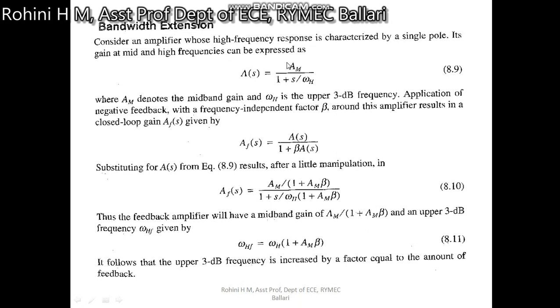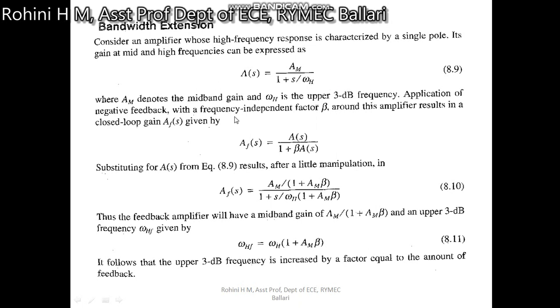By using the mid band frequency, this high frequency term is expressed as A of S is equal to AM divided by 1 plus S divided by omega h. This is the basic expression for a single pole model. Then we are deriving for the high frequency, where AM denotes the mid band gain and omega h is the upper 3 dB frequency.